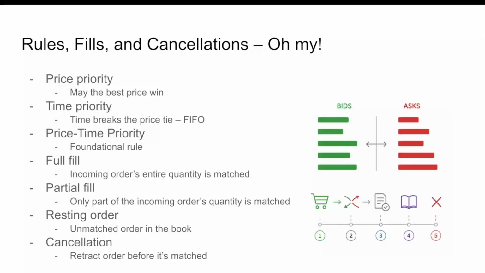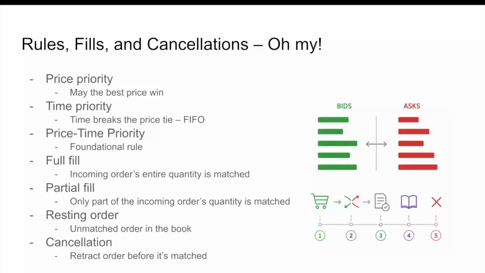Now, similarly, time priority is kind of a tiebreaker, and it means for the same price, whoever placed the order first gets matched first. This is a first in, first out methodology. This is what makes the market fair, and it's the reason that this project is going to use a queue data structure later, which you'll see as we get into the code. Taken together, these are called the price time priority, and it is the rule this entire project is built around.